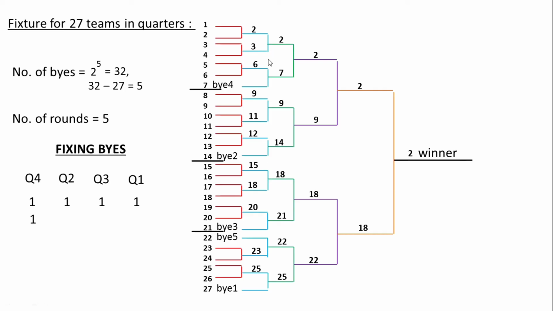And after that, the first round matches are played, and the winners are advanced to the second level. And as you know, the teams which are given byes play in the second round. After the second round matches, the third round matches are played. After that, the fourth round matches are played. Then 2 and 18, that is the final match, and 2 is the winner. So this is the method of drawing the fixture for more number of teams in quarters.